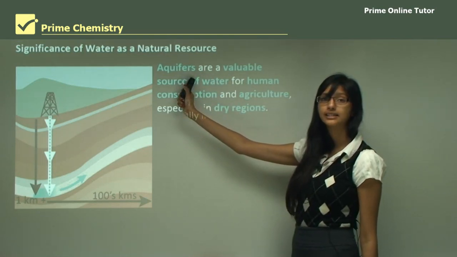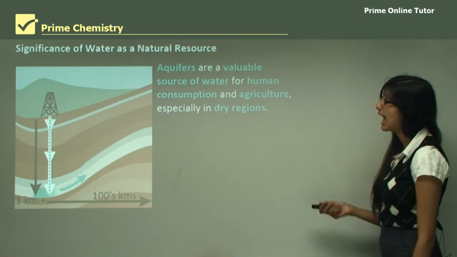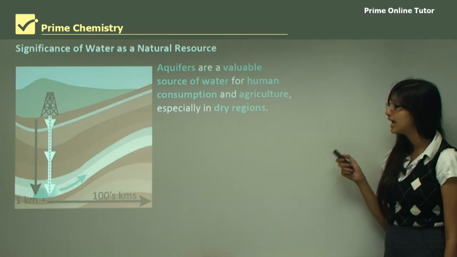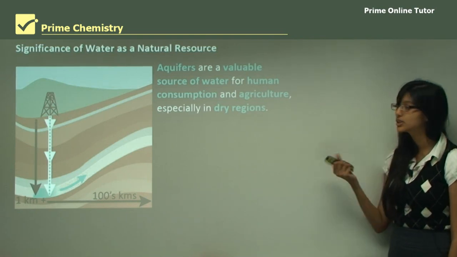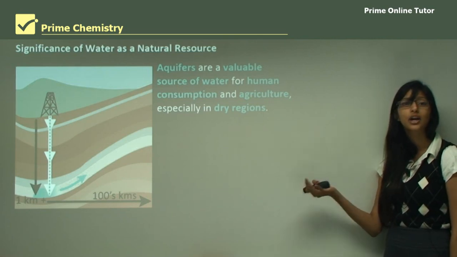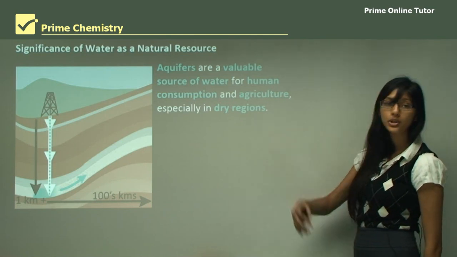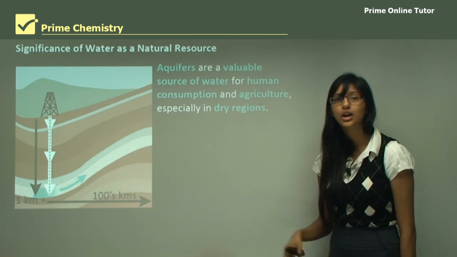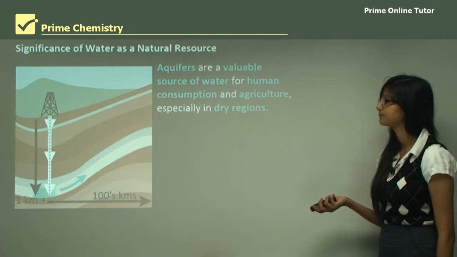So aquifers are ground systems from where we can extract water. Aquifers are a valuable source of water for human consumption and agriculture, especially in dry regions. Again, in dry regions, we do not have water bodies because the temperatures are way too high for water to exist in a liquid state on the surface. So where the temperature is much lower, that is under the ground, we take water from there and then we can consume that water.